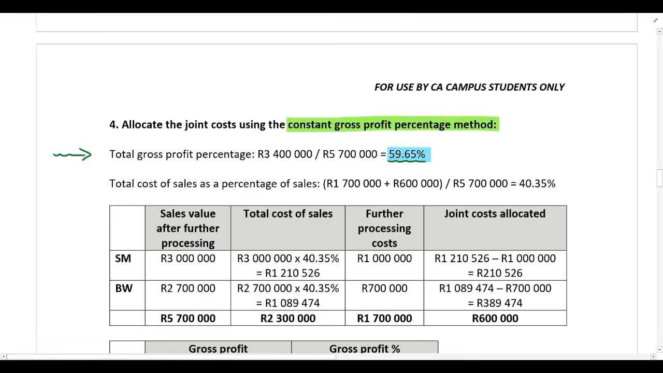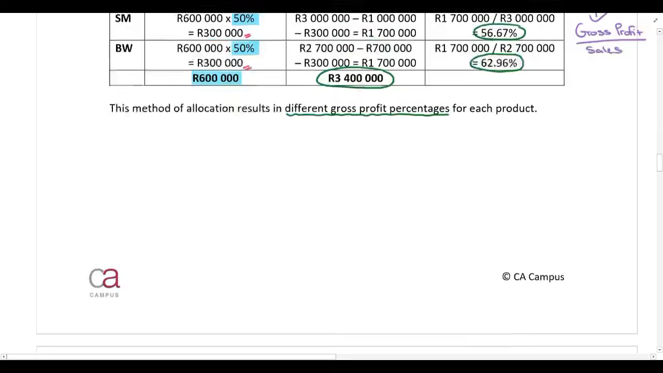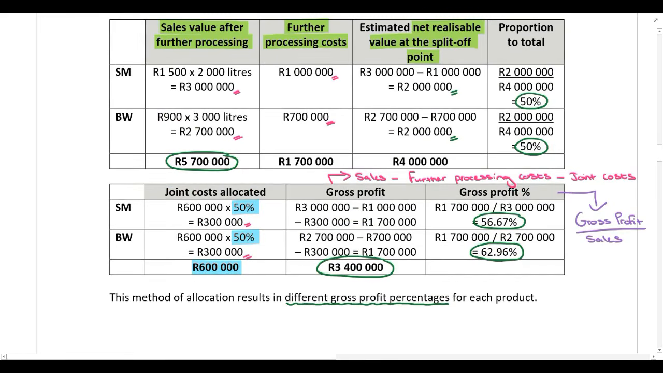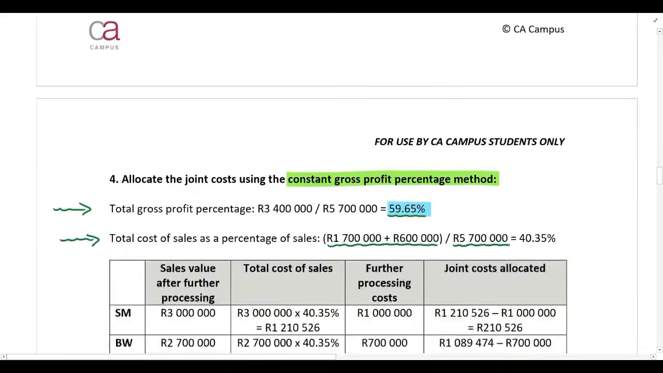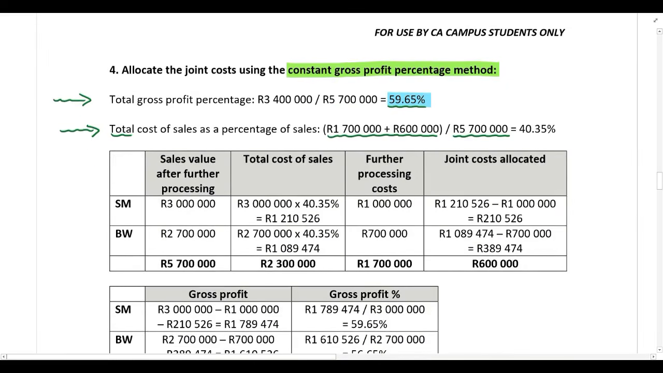So after you've calculated the total gross profit percentage, you need to calculate total cost of sales as a percentage of sales. Now you can perform this calculation in one of two ways. Either you can take your total costs and divide by sales. So what are your total costs? Costs are made up of your further processing costs and also your joint costs. So that will be your total cost of sales, and divide by the total sales figure. So that will give you total cost of sales as a percentage of sales.